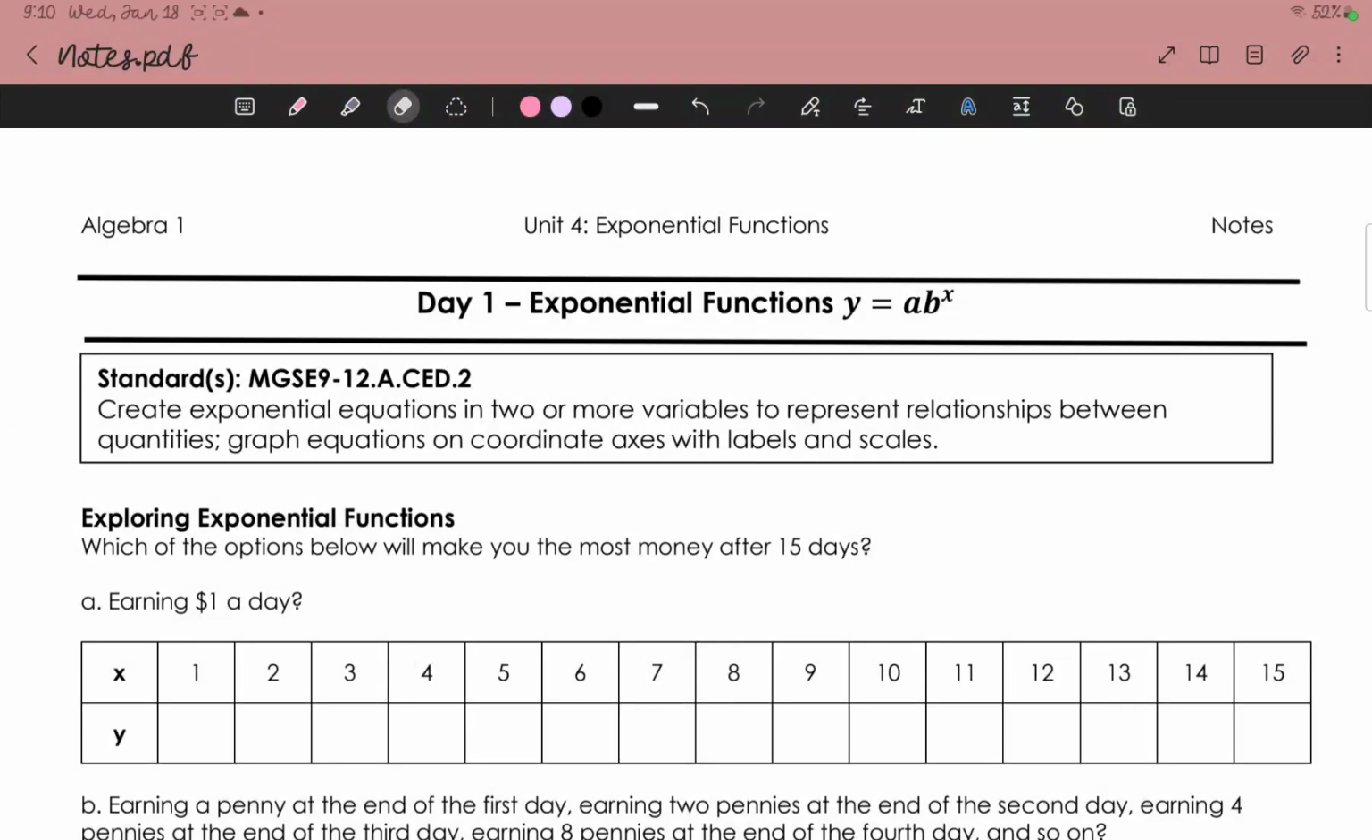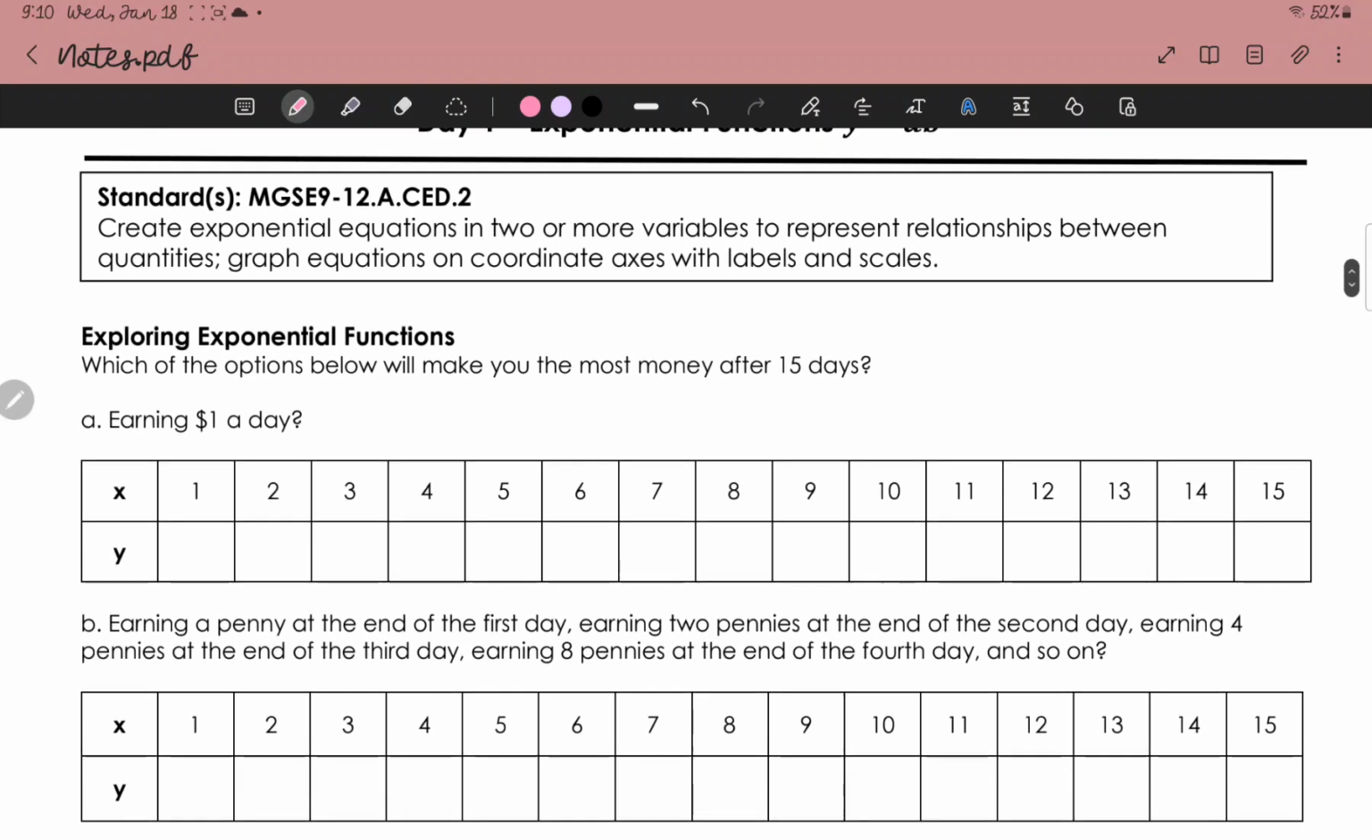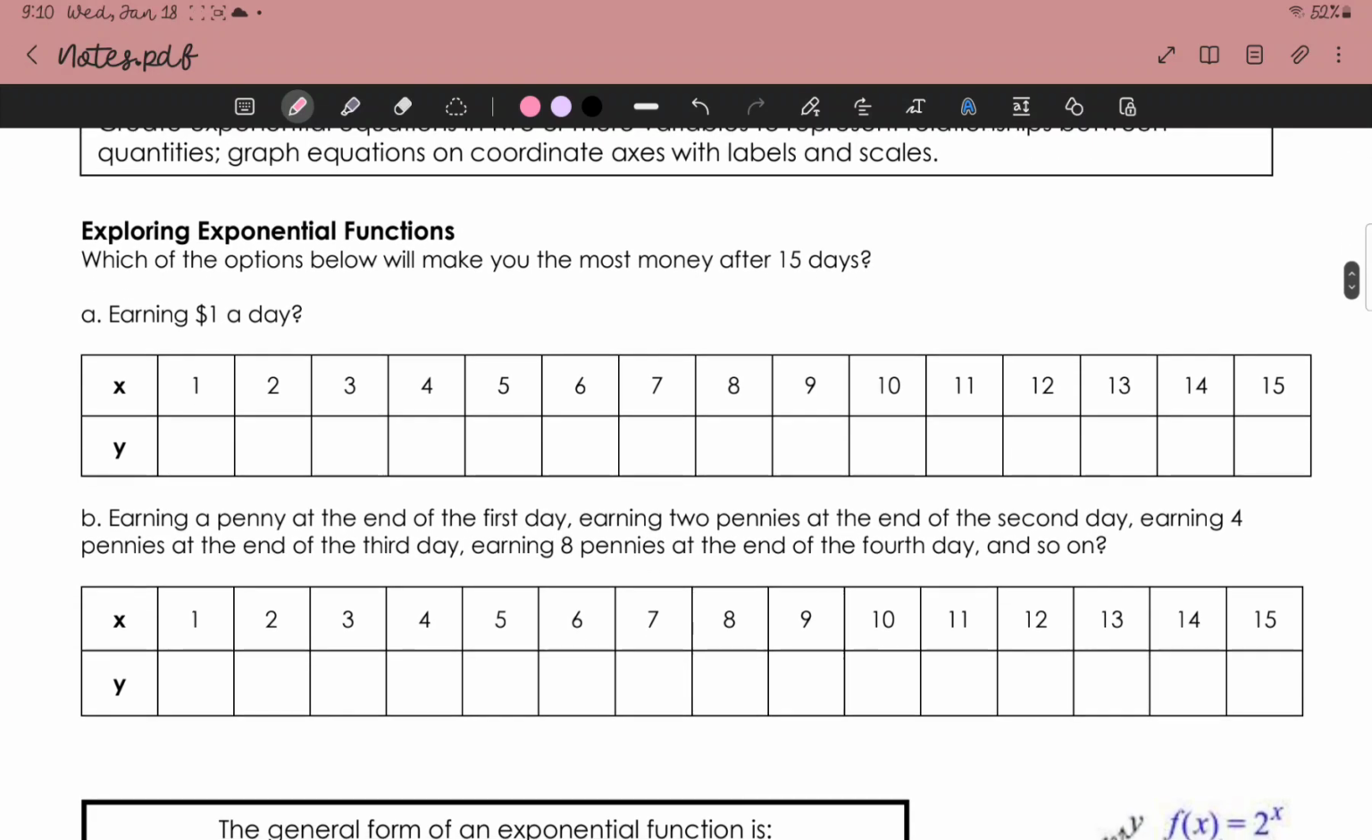Day one of our exponential functions unit. So we start off with understanding that exponential functions have the equation y equals a times b to the x. Of course, this is just a review for you guys, so this should have been really easy for you. But we start with exploring exponential functions.